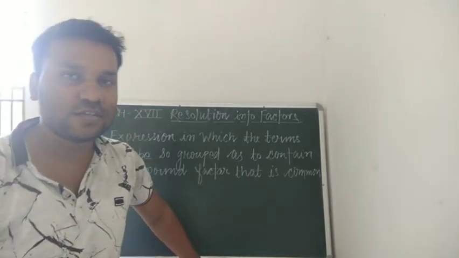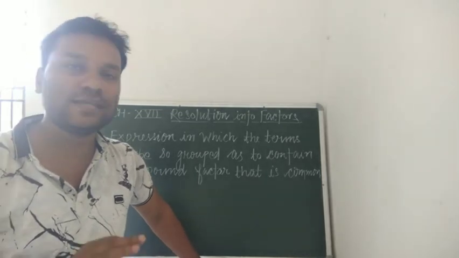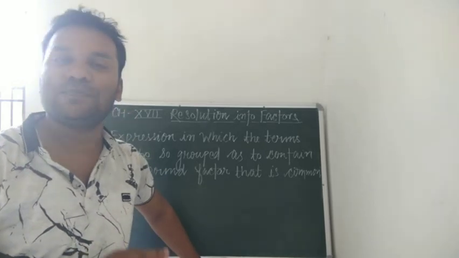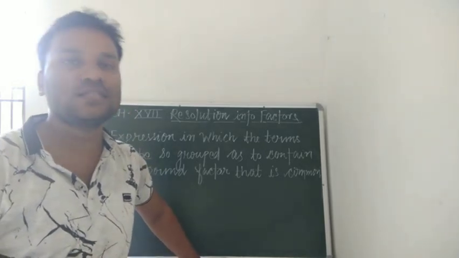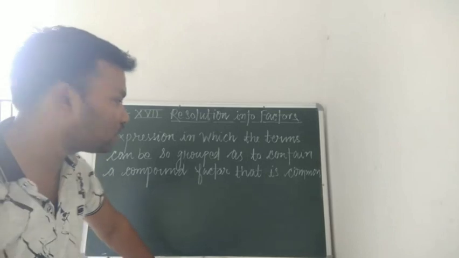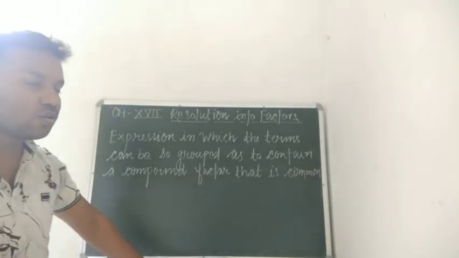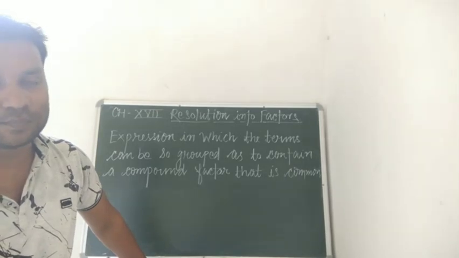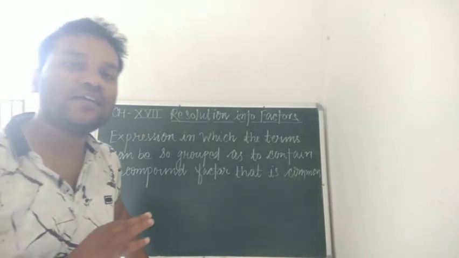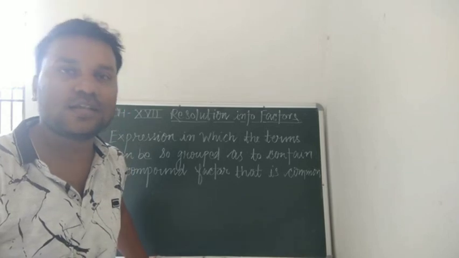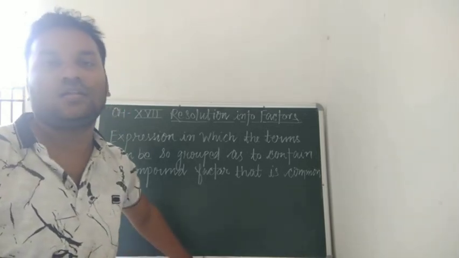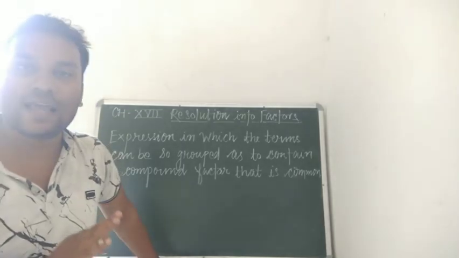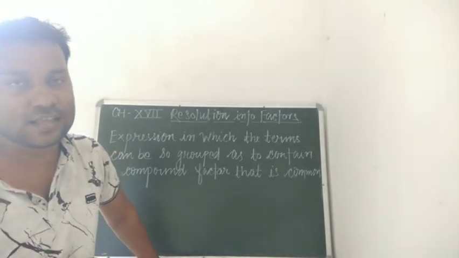In the previous class we discussed the basic concept of resolution into factors, and in this class particularly we will discuss those expressions in which the terms can be subgrouped so as to contain a compound factor as a common. That is, we are given an algebraic expression and we have to group its terms in such a way that we can get a compound factor as a common.